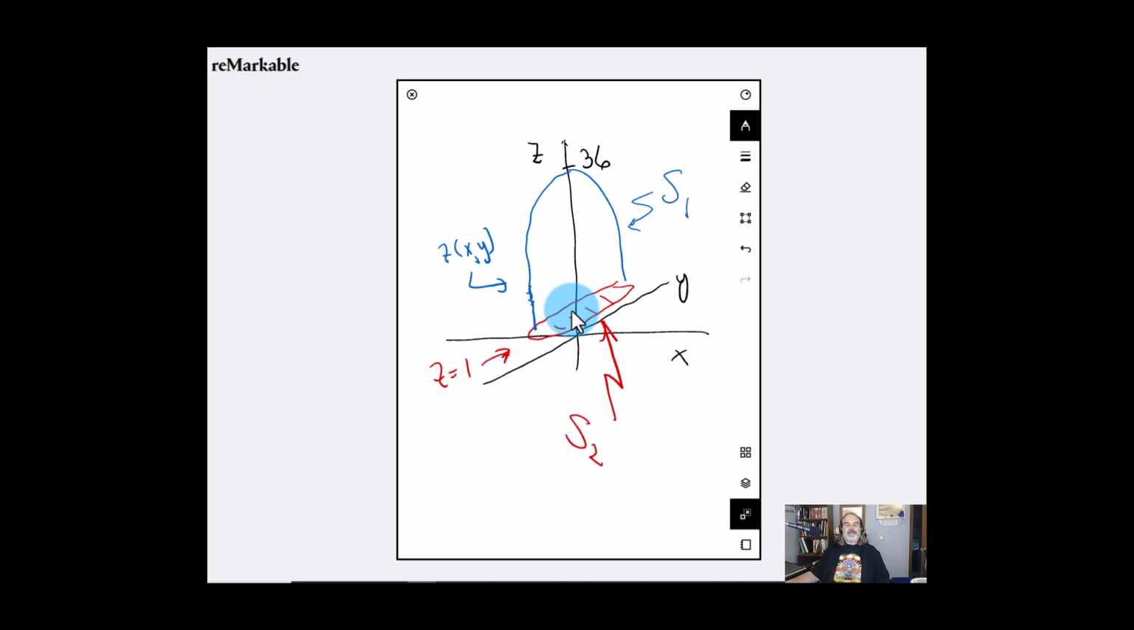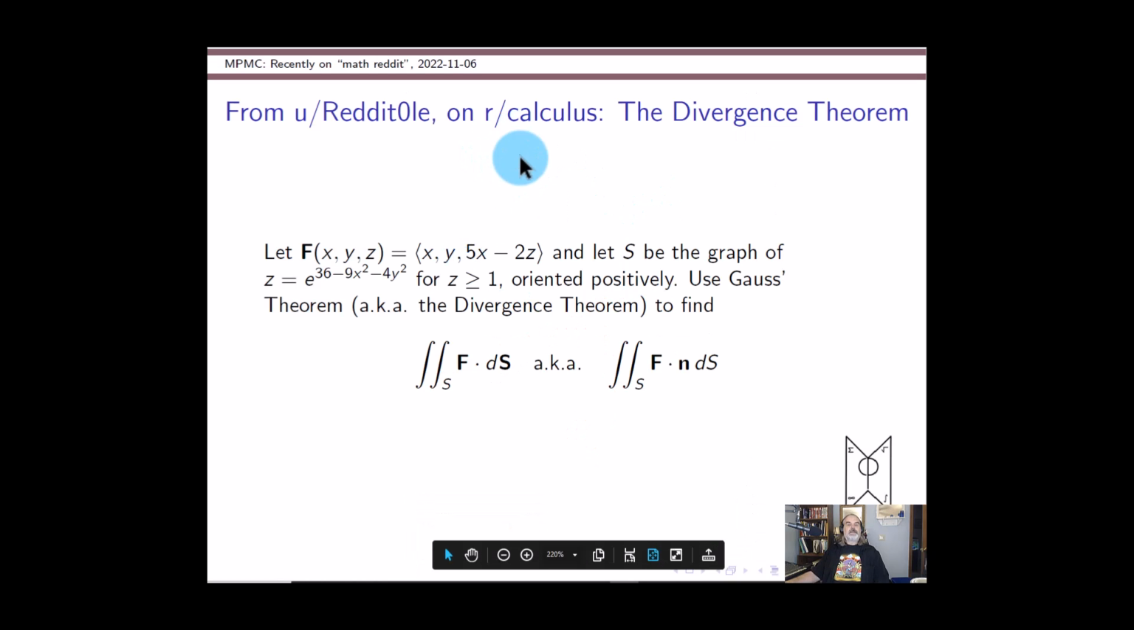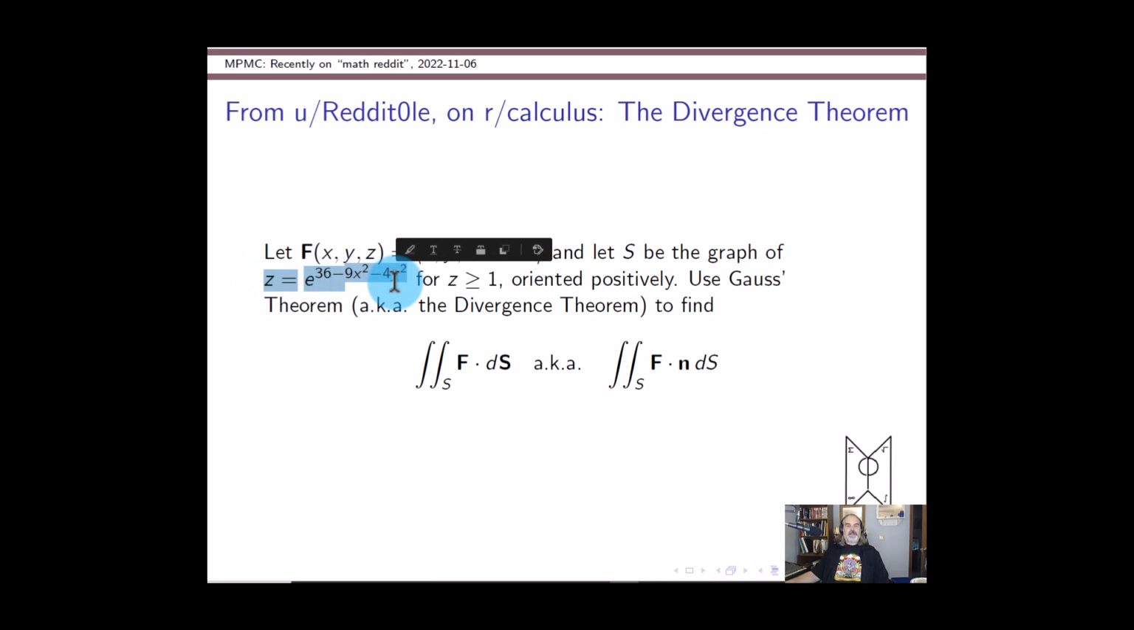When we get down to the intersection with the plane z equals 1, we're going to get an elliptical cross section, and that's because when this function intersects z equals 1, in order for e to this stuff to give us a 1, that stuff in the exponent has to be 0, which means it's just the ellipse 9x squared plus 4y squared equals 36. So there's an elliptical cross section.